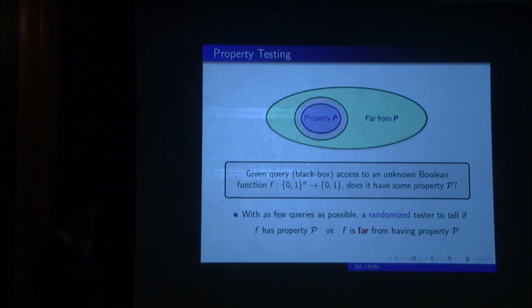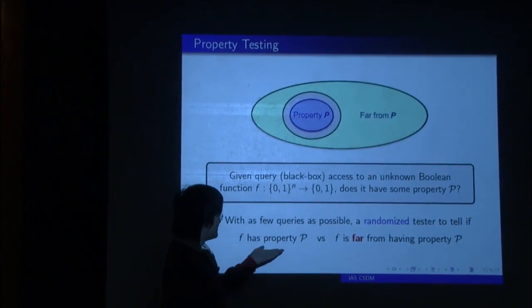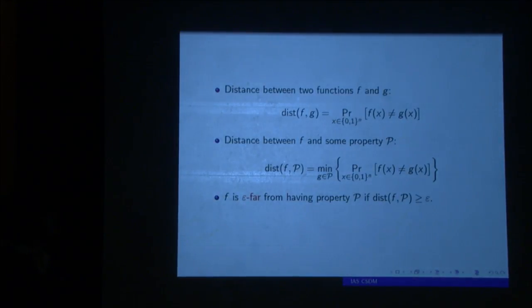Now, in general, this is very difficult, but here we relax the problem a little bit, to say, okay, you only need to distinguish these two cases where f has this property or f is far from having this property. By the distance, I mean the distance between two functions. You draw a string uniformly at random. What's the probability they don't agree with each other? And then we measure the distance between a function and a property by the distance between this function and the closest function with this property. The function is epsilon far if the distance is at least epsilon.